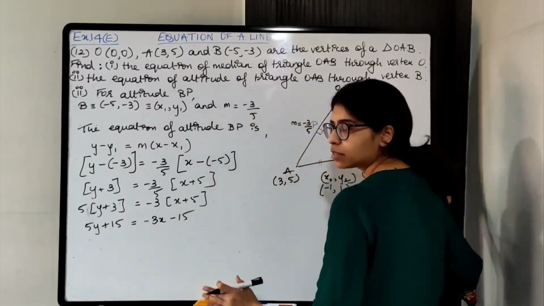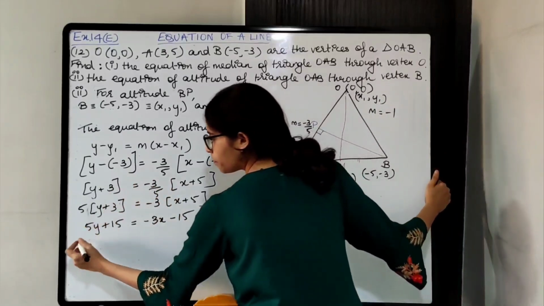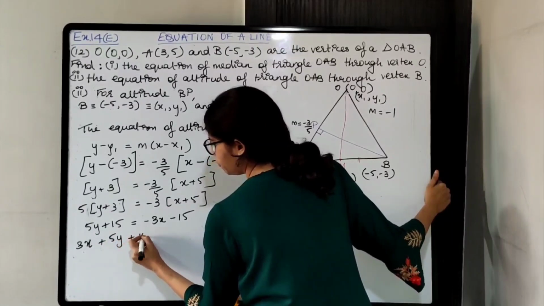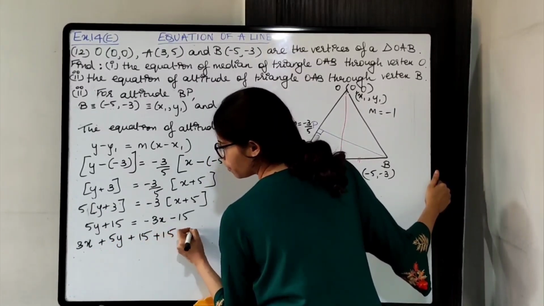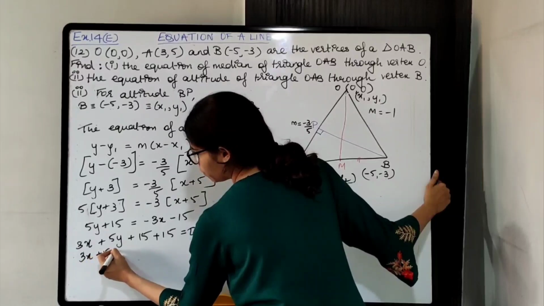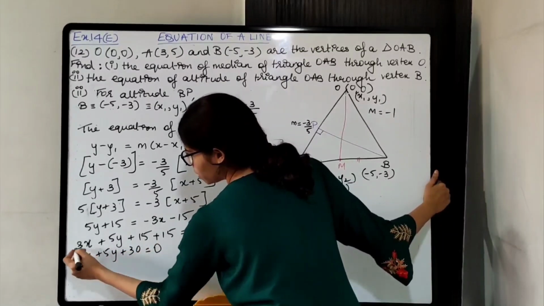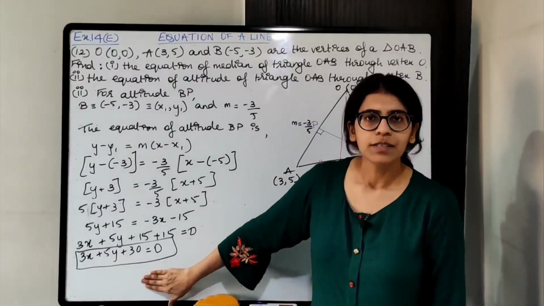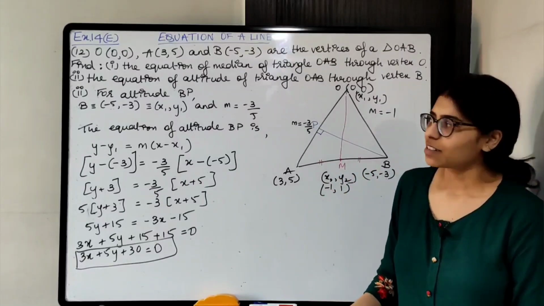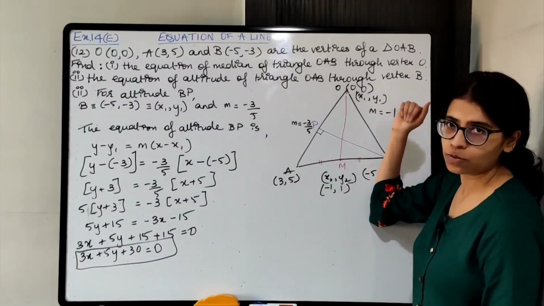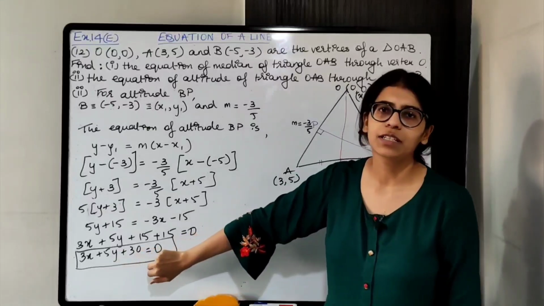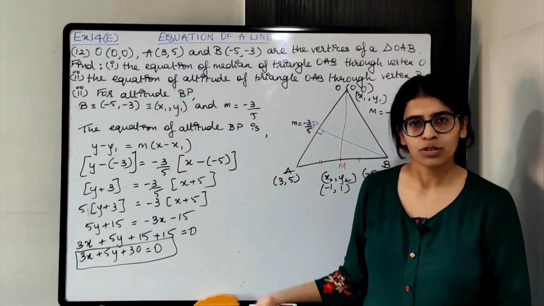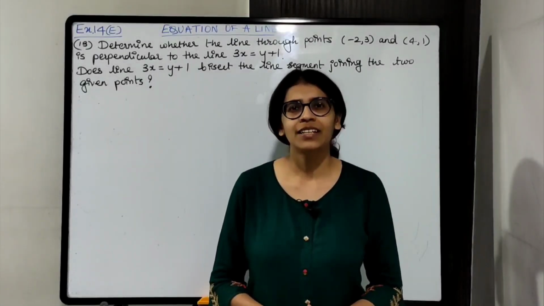Shifting both the terms, both are negative, so shift them here. Let's see what we are getting. 3x, we'll write x term first, then y term, then 15, and this 15 also becomes positive. So 3x plus 5y plus 30 equals to 0 is the equation of the line. Okay, box it and write down the statement. The equation of altitude of triangle OAB through vertex B is 3x plus 5y plus 30 equal to 0. You can express in standard form also, that is y equals mx plus c. That is also correct. Okay, let's solve the next question.